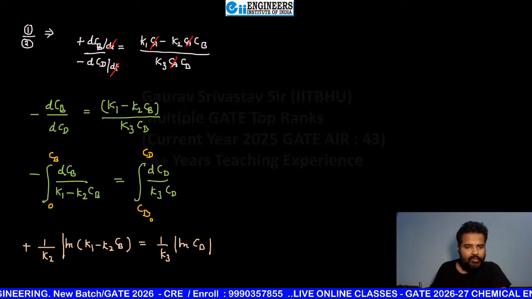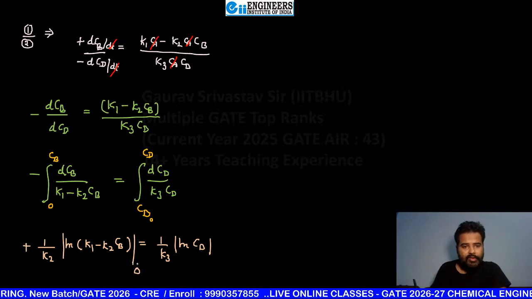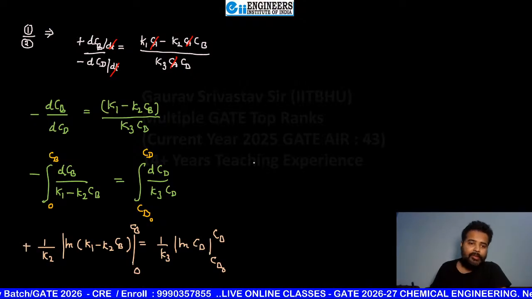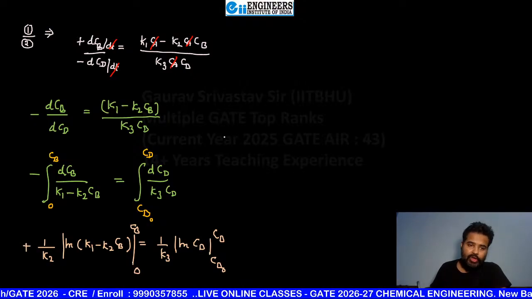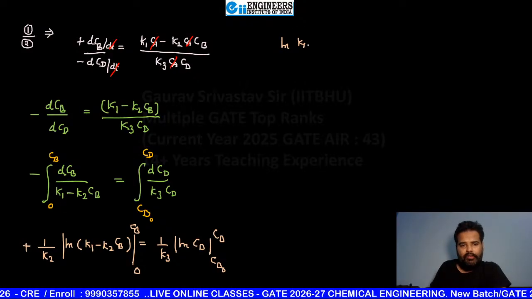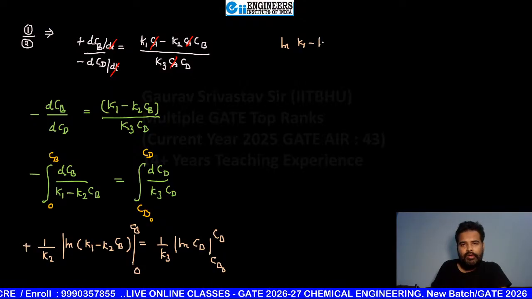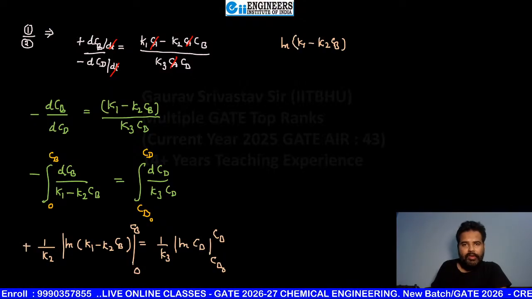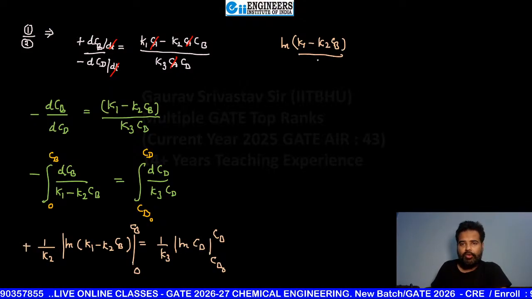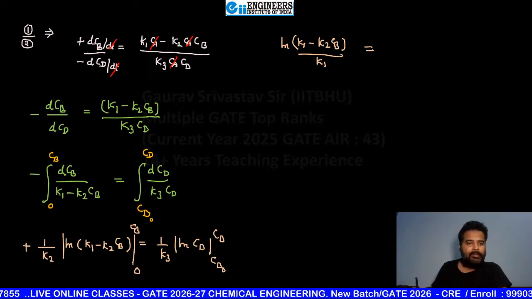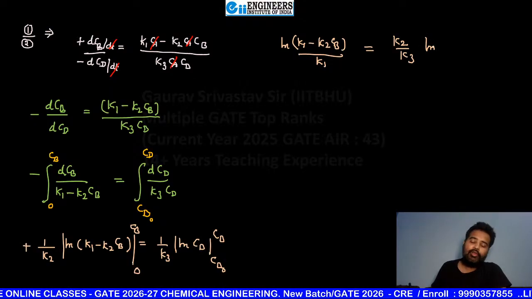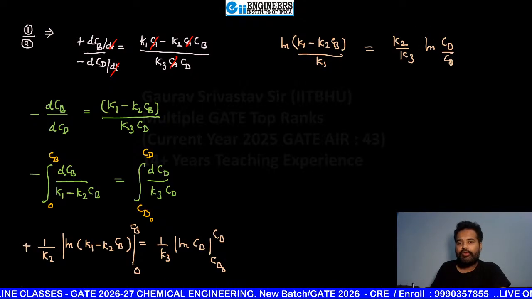Now the limit here is 0 to CB, and here the limit is CD naught to CD. So the upper limit is going to give you the same thing. K2 you can write on the right-hand side, so it is ln of K1 minus K2 CB, and for the lower limit 0, it will be 0, so minus ln of K1. Log a minus log b, so I can write here upon K1, and that becomes equal to K2 by K3 times ln of CD minus ln of CD naught, so I can write ln of CD upon CD naught.